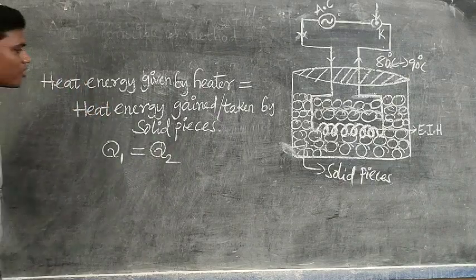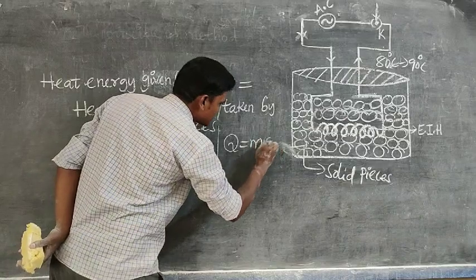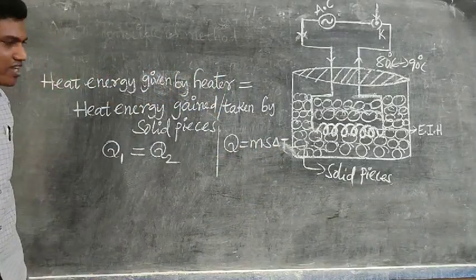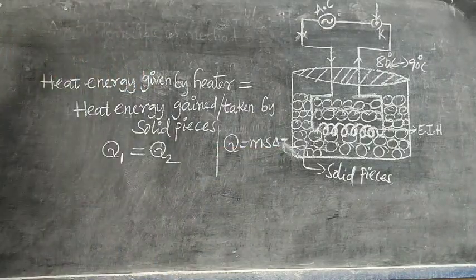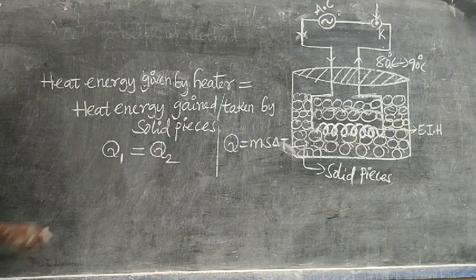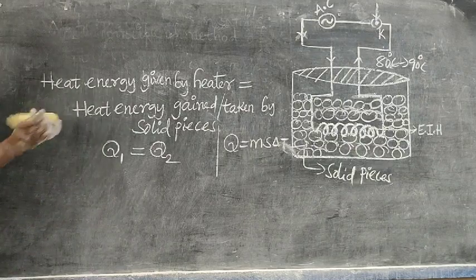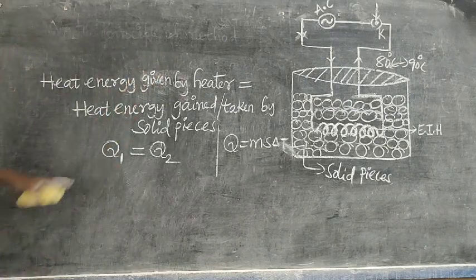And already we know the formula: Q equals m s delta T. M is the mass, S is the specific heat, delta T is the change or rise in temperature. That's why we can follow that here. Q1 represents how much heat energy the heater will give to the solid pieces. But how can we find it here?